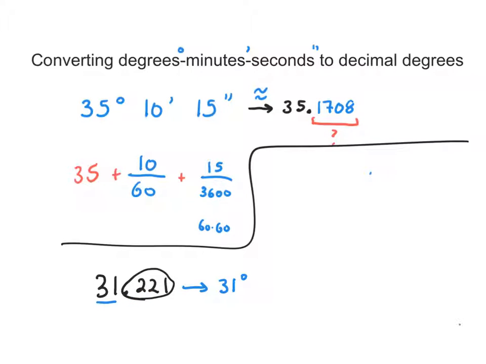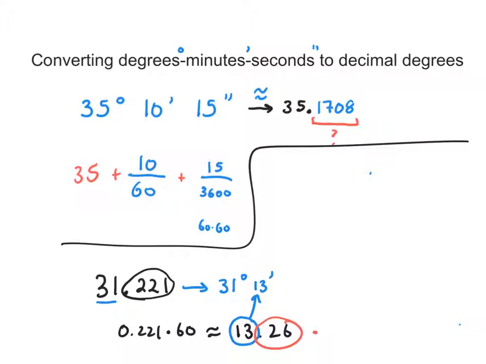So when I take 0.221 and multiply that by 60, that'll give me the approximate value of minutes. So I get 13.26. So this 13 goes here and becomes the minutes. And I'm going to repeat that process with the 0.26.